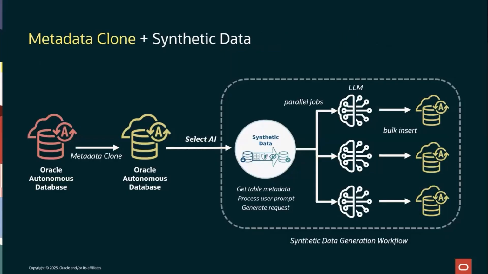Now, one of the use cases for synthetic data generation involves an autonomous database metadata clone, which is a new database that has the same schema metadata as the source database, but doesn't include the data. Now, to achieve greater scalability, Select AI leverages parallel jobs to interact with the LLM and perform bulk inserts. And you can increase your autonomous database eCPU counts to enable greater parallelism.